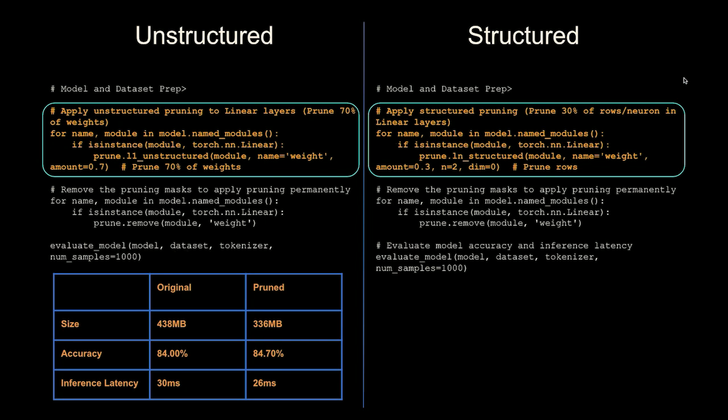On the right-hand side, it's the structured pruning, where in this case, what I do is I want to prune some rows, 30% of the rows in the linear layers. So this is where I use the structured pruning from the PyTorch framework. As you can see, it's very simple. It's like 1 or 2 lines of code and you can experiment with it. And let's move on to this part.